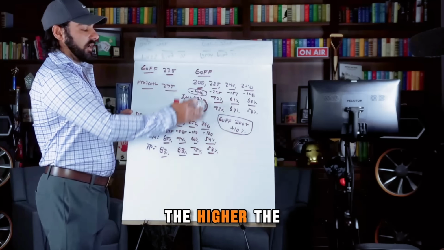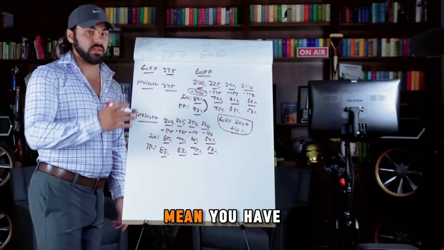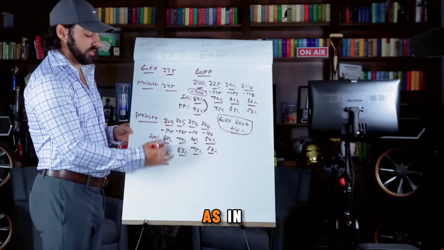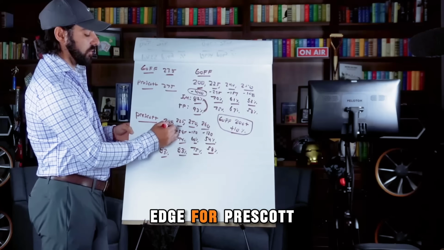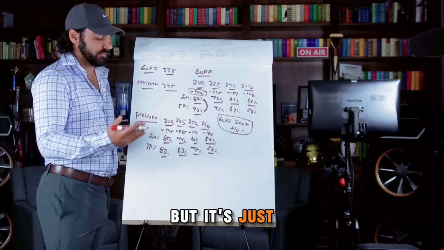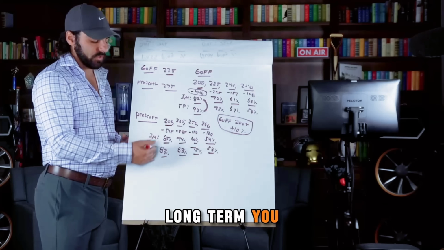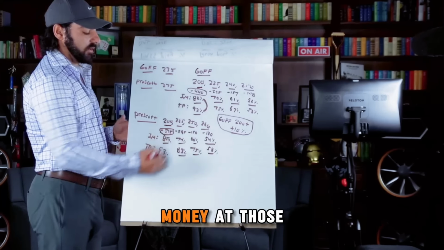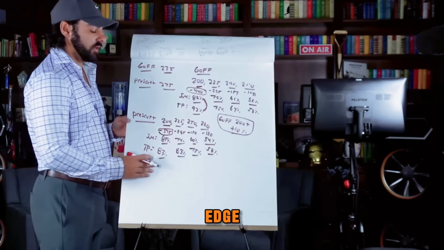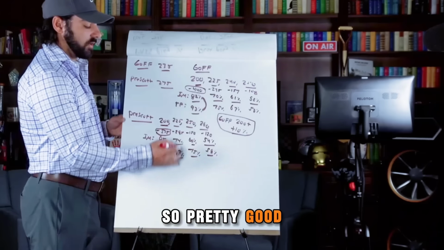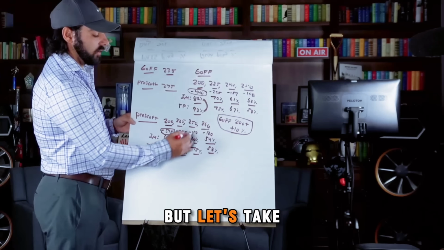So like I just said, the higher odds don't always necessarily mean you have a better shot at winning and you got an edge. Proven right here, as you actually have a negative 2% edge for Prescott at 200 passing yards, which he'll probably pass, but the thing is, long term, you get a negative edge, you're going to eventually lose money at those type of odds. Now at 225, we got a 9% edge here, so pretty good there. But let's take a look at this.